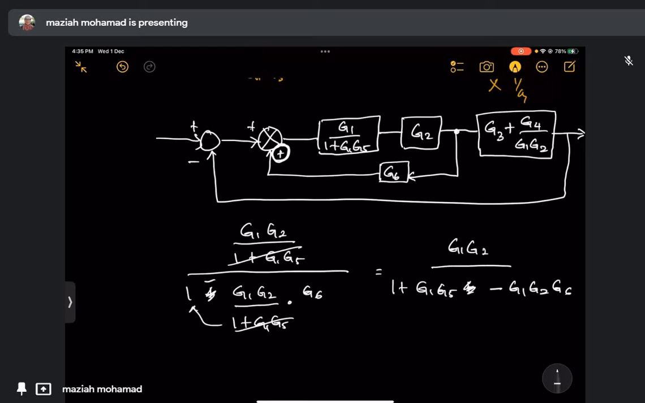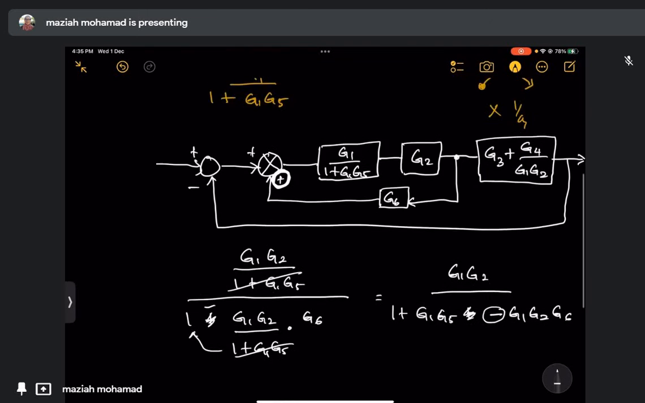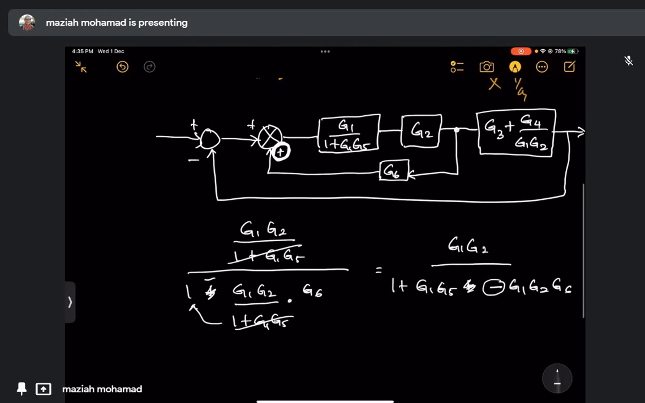Okay, that is for the feedback. Due to the positive sign in the equation, it will become KG over 1 minus KGH. If the sign is negative, it becomes 1 plus KGH. So due to the plus sign, this one here becomes minus. All right, so now we can combine the two together.